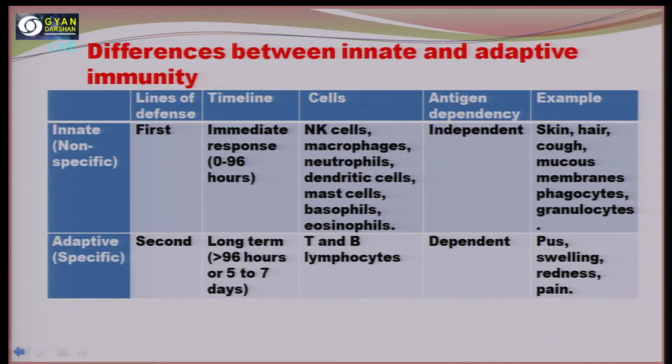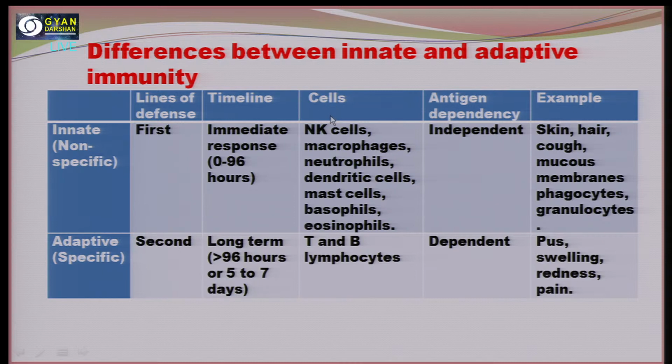And here is the difference between innate and adaptive immunity. You can see in this table, innate immunity is non-specific and adaptive immunity is specific. Innate is the first line of defense, adaptive is the second line of defense, and the timeline for innate is 0 to 96 hours. Adaptive immunity will take 5 to 7 days. In long term, innate is less than 5 to 7 days, and adaptive is more than 5 to 7 days. So you can understand the adaptive immunity and innate immunity.